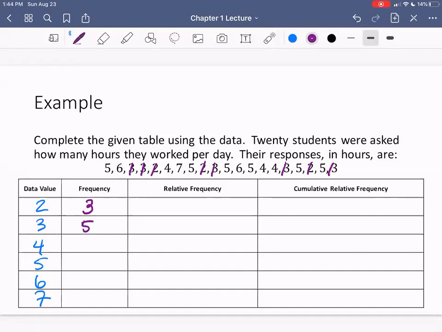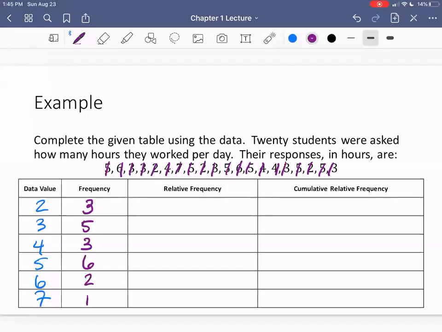Go with my 4s, and you get the picture. So I'm gonna pause this, and you come back, and they'll be done. You go ahead and do it yourself. All right, so these should be the frequencies that you have derived from what we have.